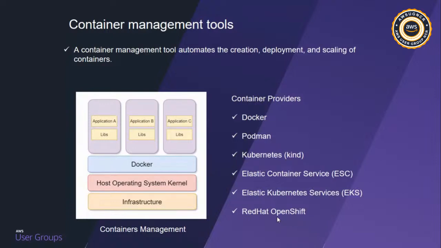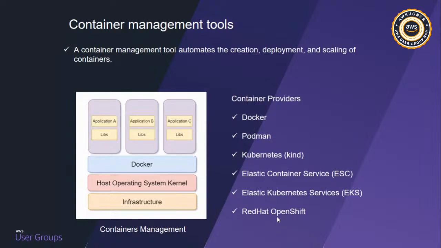Then we have Kubernetes kind. Kind stands for Kubernetes in Docker. Kind is a tool for running a local Kubernetes cluster using Docker container nodes. It is primarily used for testing and development purposes. It provides a lightweight way to create and manage a Kubernetes cluster on a local machine.